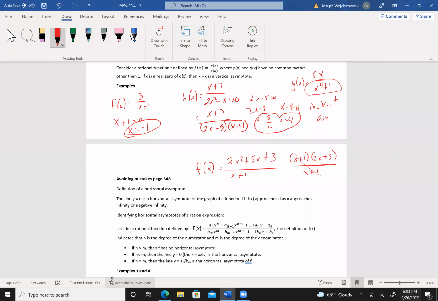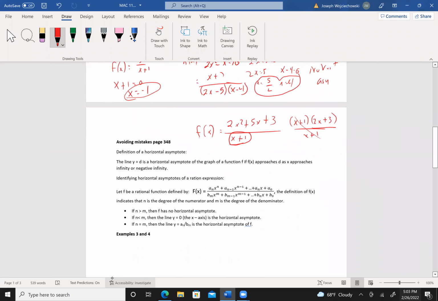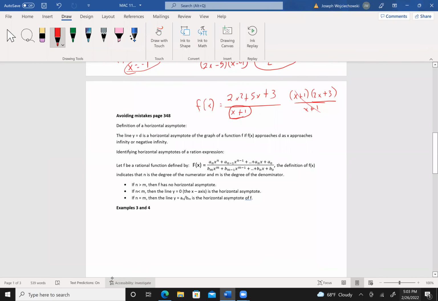And the thing is, though, we still have to take into account this. So we would have this line like so, but at -1, we would put an open circle. So you have to be careful of that. That doesn't come up very often, but it can.